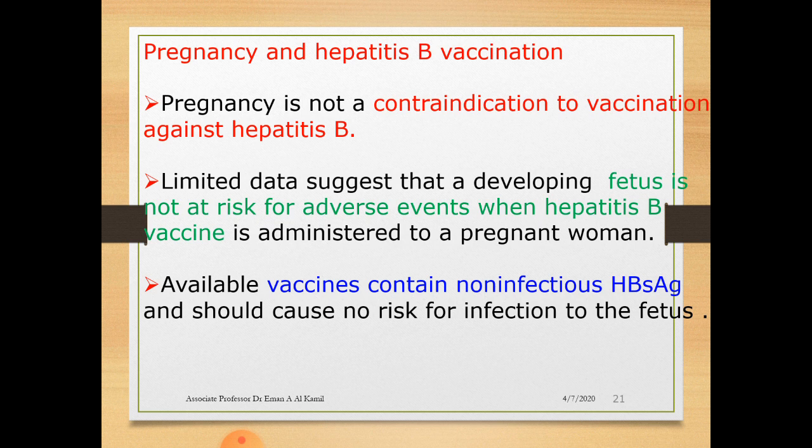Pregnancy and hepatitis B vaccine. Some studies mentioned that the hepatitis B vaccine can be given to the mother during pregnancy, and it has no risk to the fetus. He will not develop any side effect from the vaccine, because this vaccine contains non-infectious hepatitis B surface antigen and should not cause risk for the fetus inside the uterus.